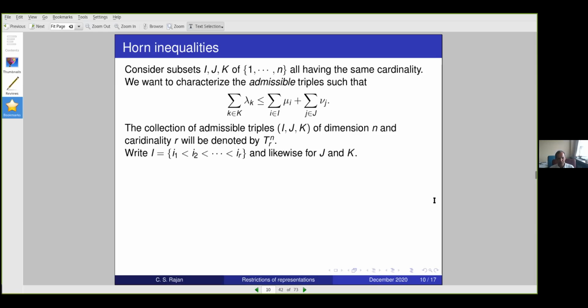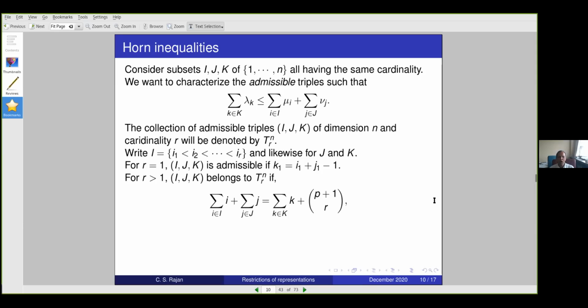So we'll write the indices increasingly. For r equal to 1, (I, J, K) is admissible if k1 equals i1 plus j1 minus 1. So these are the inequalities which you get from the minimax things. If you apply the minimax and put r equal to 1, and you work with these indices k1 equal to i1 plus j1 minus 1, you get lambda of i plus j minus 1 is less than or equal to mu i plus mu j. That's an inequality which you get from the minimax.